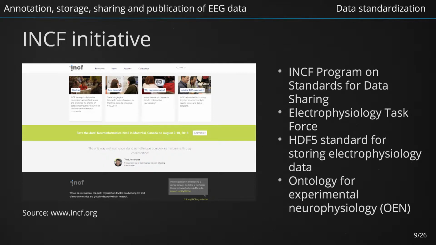It was operated in the first two phases of INCF, from 2006 to 2010 and from 2011 to 2015. The key deliveries of the program within the electrophysiology task force were, for example, requirements for storing neurophysiology data, the proposed HDF5 standard for storing electrophysiology data, further elaborated within the Neurodata Without Borders initiatives, and the Ontology for Experimental Neurophysiology, OEN.